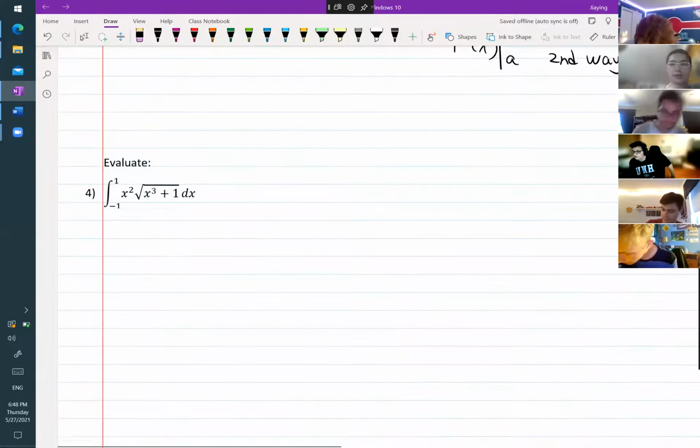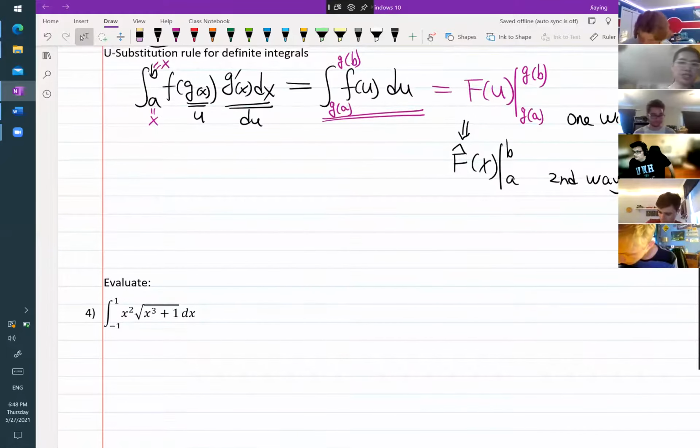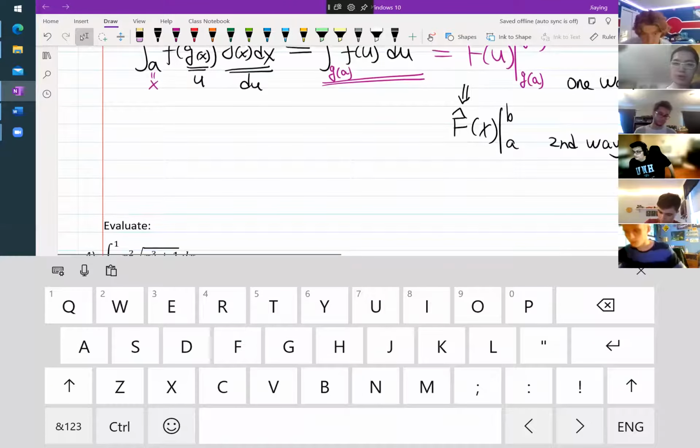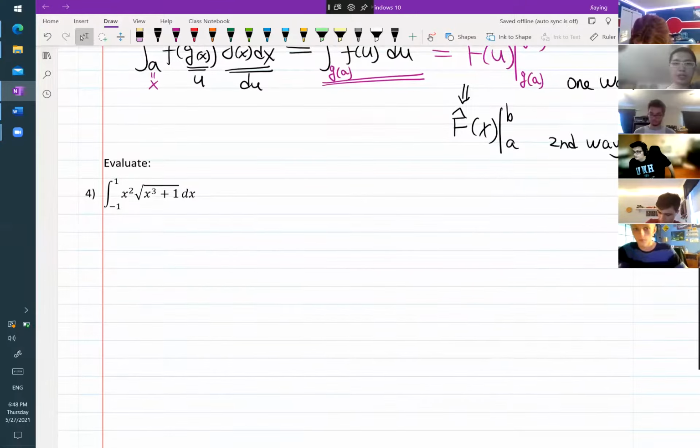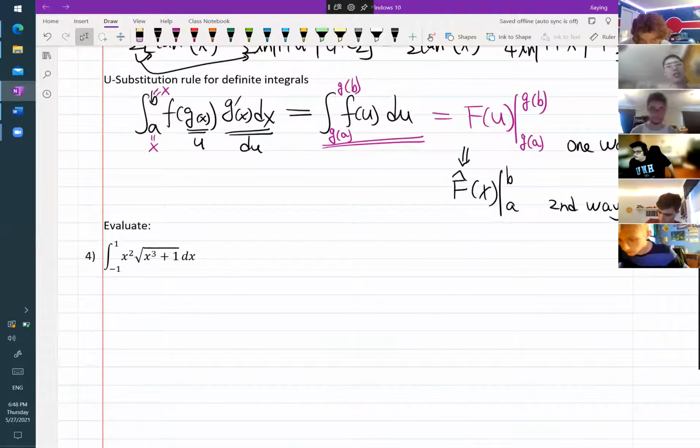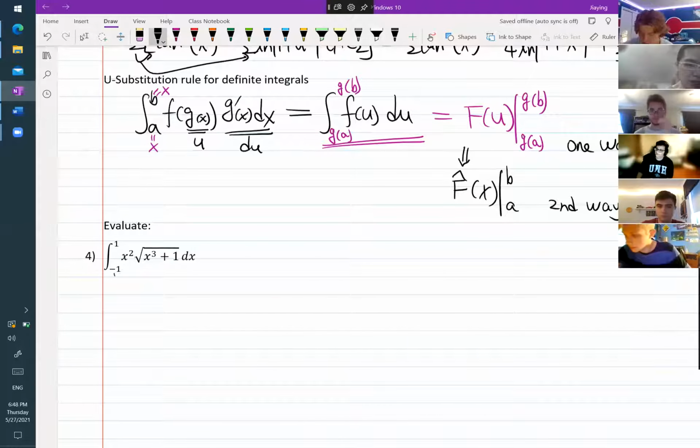All right, so let me use this example, number 4, to show you what I meant by two ways. At the very beginning, most of the work is the same. It's just towards the end that it's a bit different. So with example 4 here, I have this function of x, and keep in mind that -1 is the x value, 1 is also an x value. It's not a value for u, just for x.